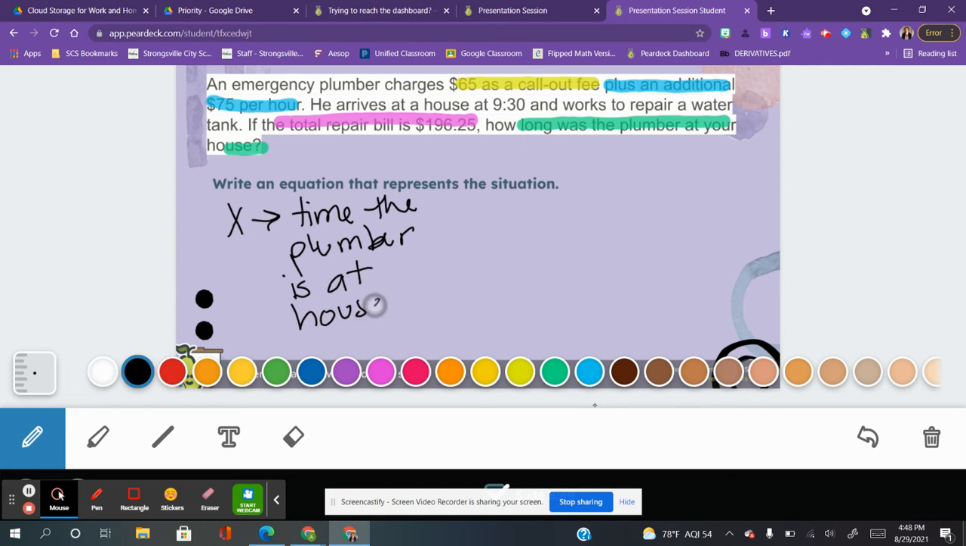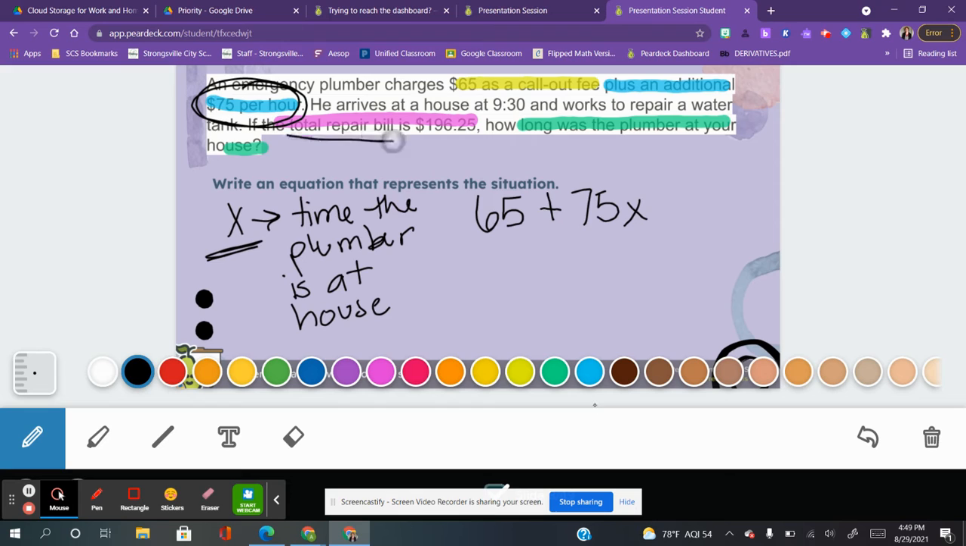Anytime you set up an equation and you're trying to answer a question or find out information, you need to identify a variable and what that variable represents. Because now I can set up an equation using that variable. Now we said $65 no matter what, plus addition, an additional $75 per hour. So $65, that's a one-time fee. So no variable goes with a one-time fee. Plus addition, $75 per hour, and x represents the number of hours, the time the plumber's at my house, okay? And so plus $75 times each hour that they are at my house.